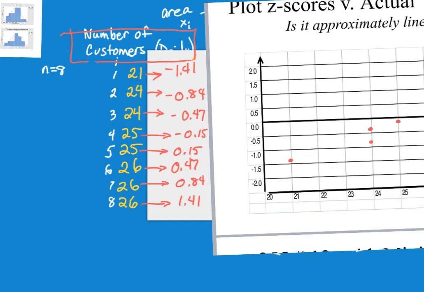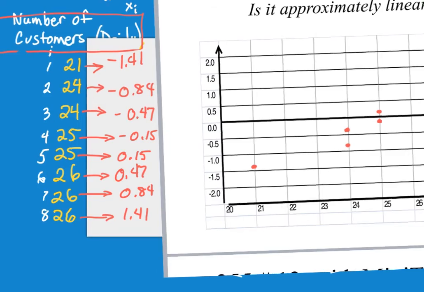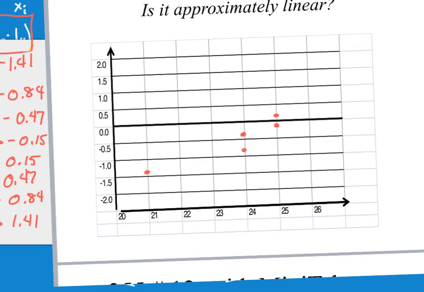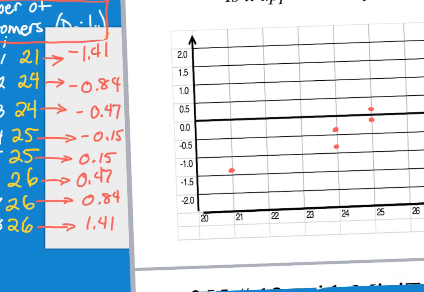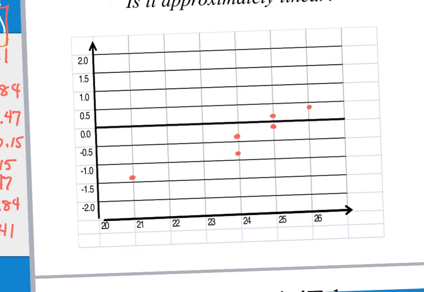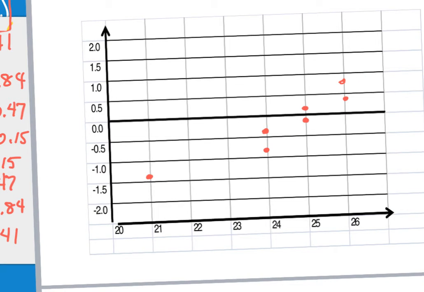I have another 25 that's located at 0.15. Let me move this over so we can graph the rest of it. Let's see, I have my two 25s and I have three 26s. Let's remember where those go. Those go at, whoops, I forgot already, 0.47, 0.84, and 1.41, so somewhere around there.